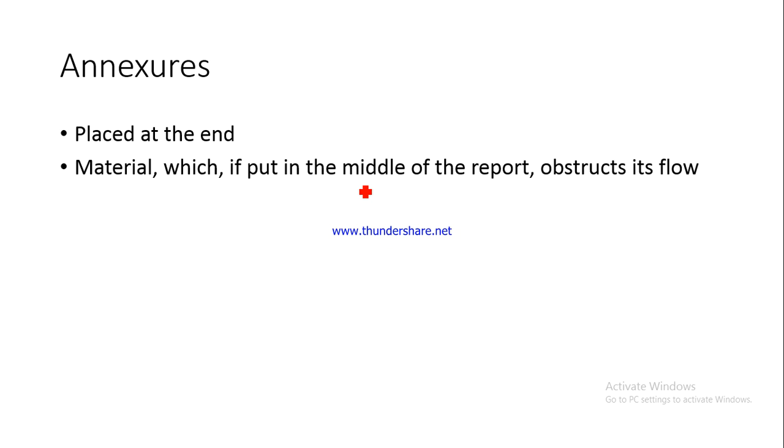For example, there could be a random number table, a Z table, a log table, right? These tables have been put there because when the student is going through that book, he would be requiring these tables. But if you put these tables in the middle of the book, that will obstruct the flow of that particular book, and that is why you put all these tables at the end. So this is what annexures do.